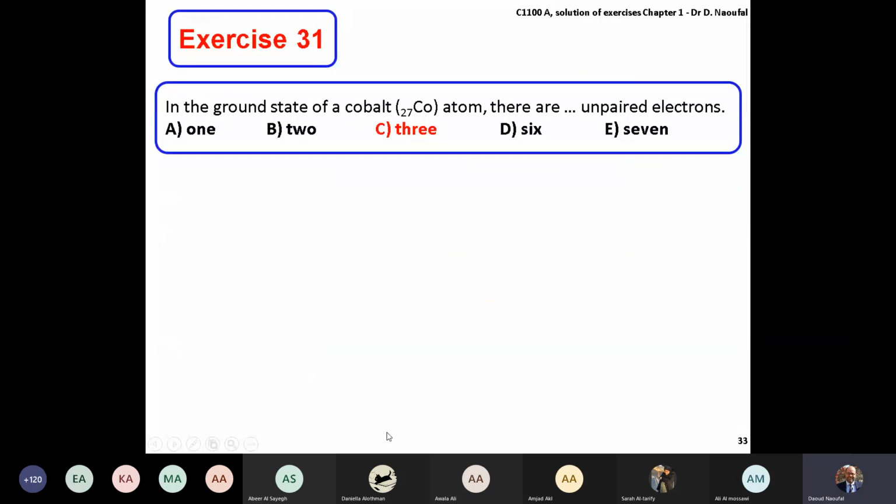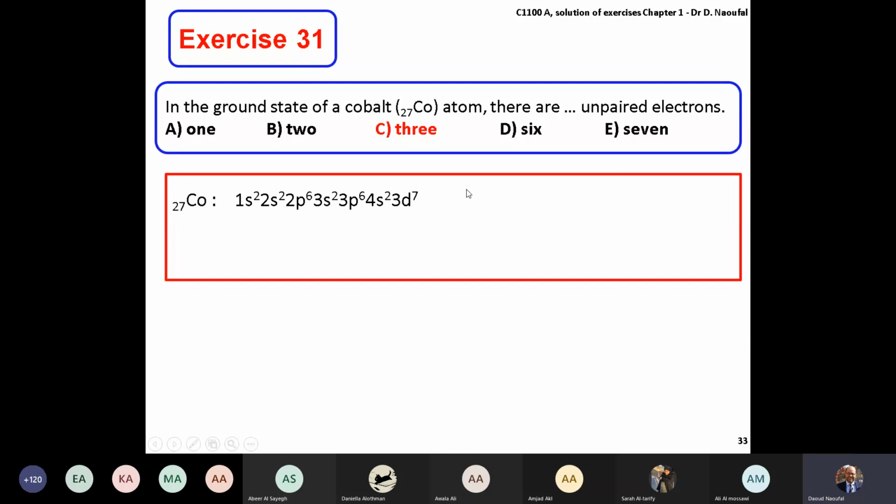We pass to exercise 31. In the ground state, pay attention to the question. They ask us the ground state or the excited state. In the ground state, that means the electrons are in their more stable places. Of Cobalt 27, what is the number of unpaired electrons? Unpaired electron means that this electron is single in the room.